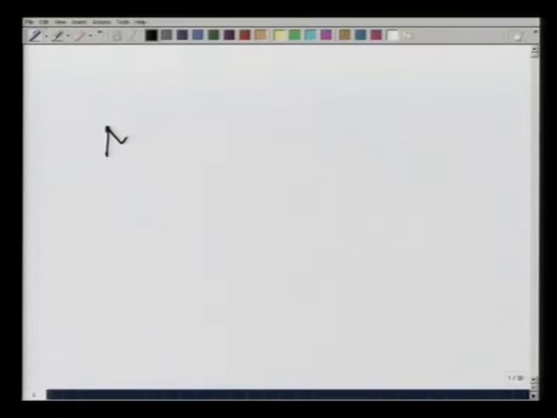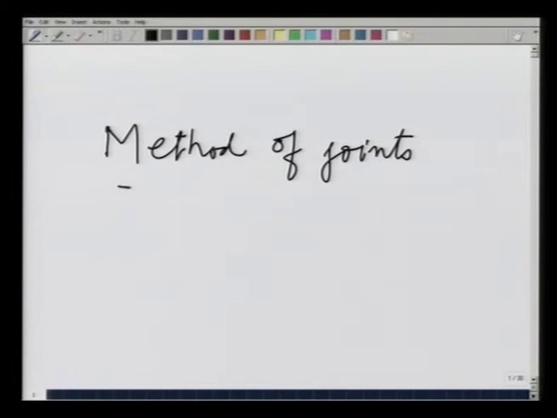In the previous lecture, we introduced trusses and solved an example using the method of joints. In this lecture, we continue with the method of joints and solve two more examples using this method.